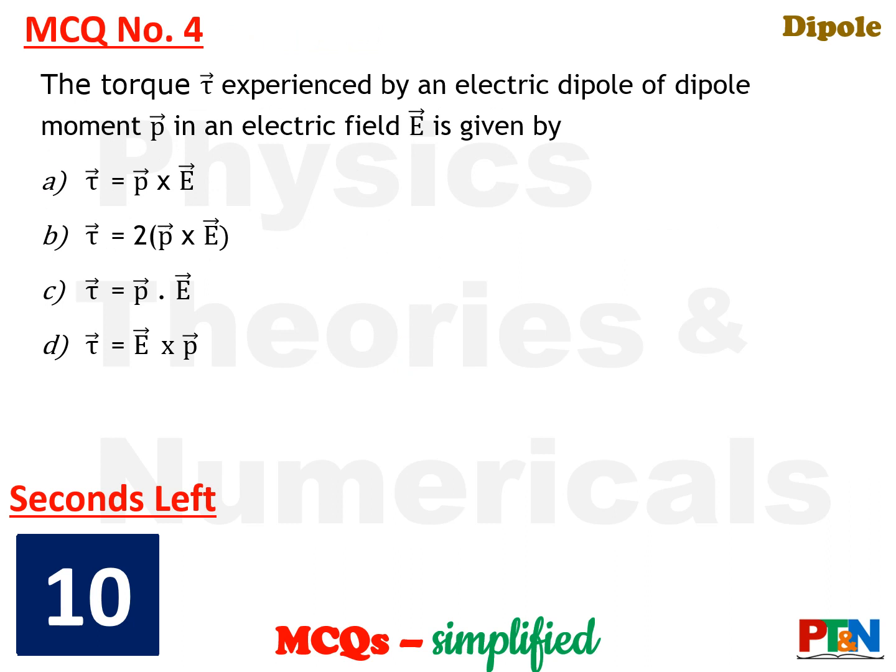Next MCQ. The torque experienced by an electric dipole in an electric field is given by... The dipole moment of the dipole is P and the electric field is E. These two are vectors. So what will be the torque vector? 4 options for you to choose. 10 seconds time. Time starts now.